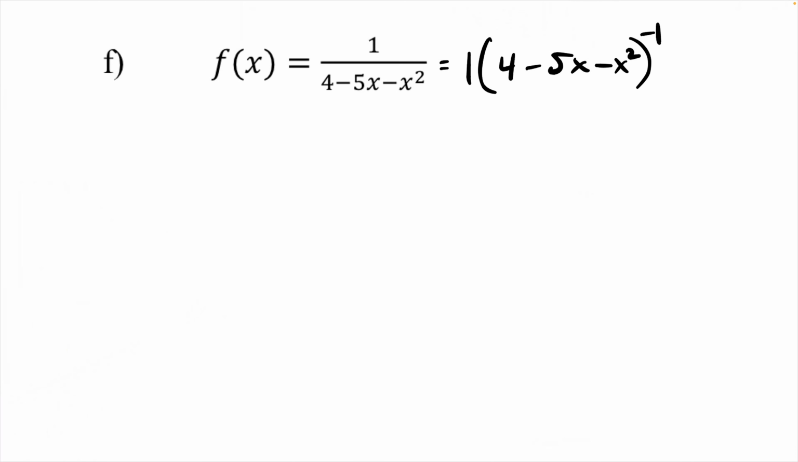You don't have to write the 1, but I'm just doing it because sometimes it won't be a 1, sometimes it'll be a 3, sometimes it'll be a -5, sometimes it'll be something like that, right? So just get used to seeing something right there.